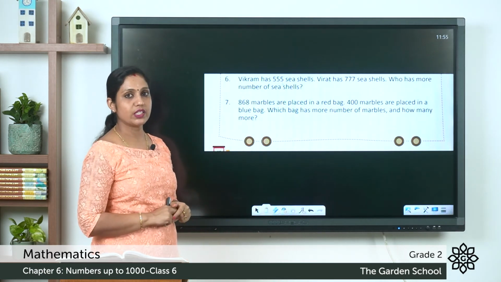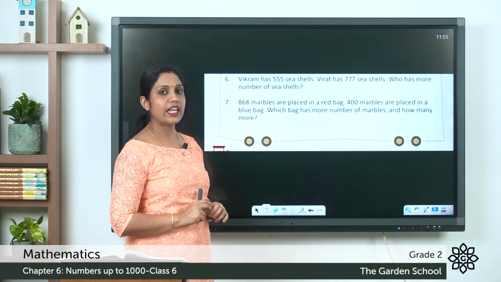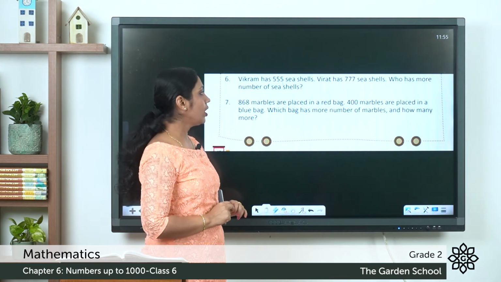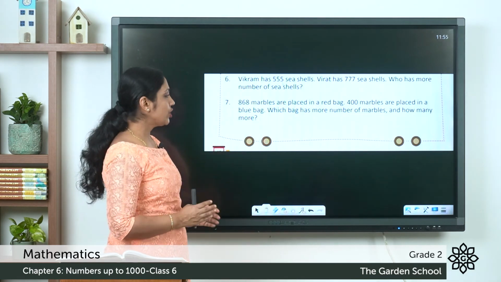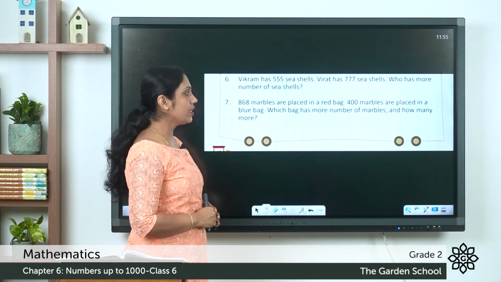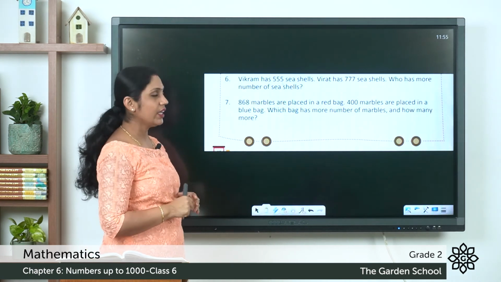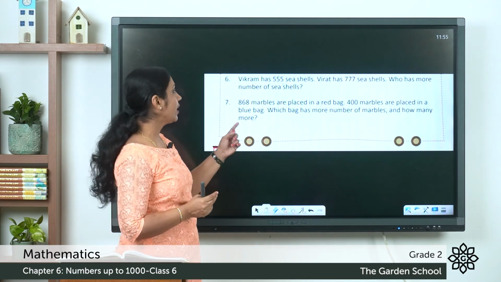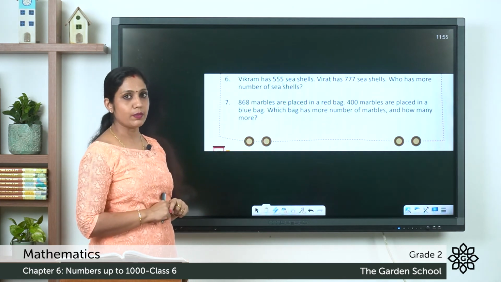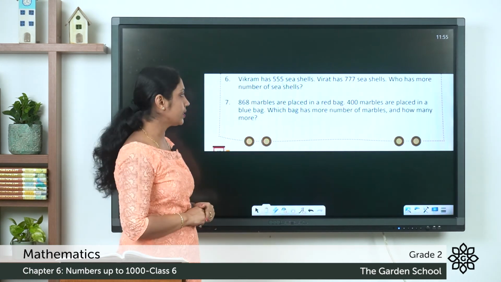Look at the 7th question. 868 marbles are placed in a red bag. 400 marbles are placed in a blue bag. Which bag has more number of marbles and how many more? So what you have to find out? There are marbles in the red bag and blue bag. In the red bag, there are 868 marbles and in the blue bag, we have 400 marbles.